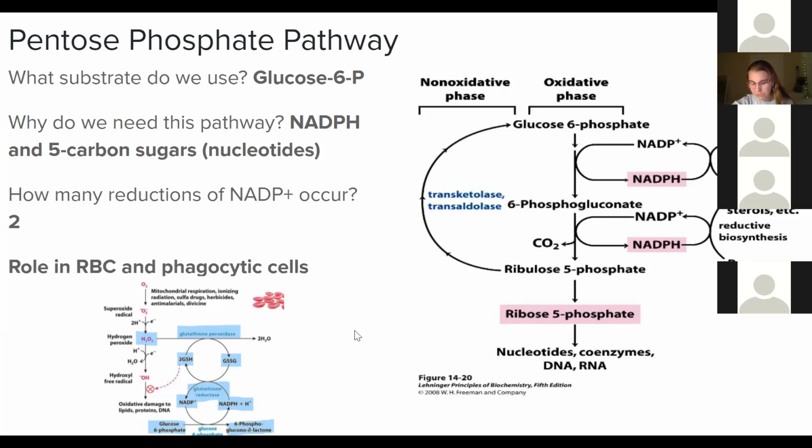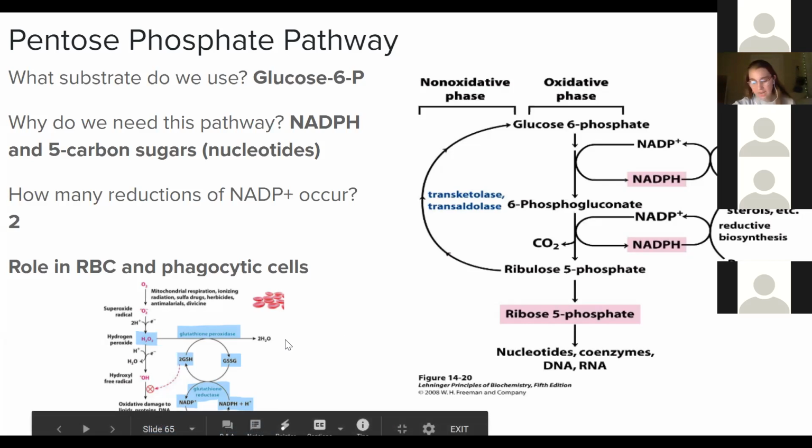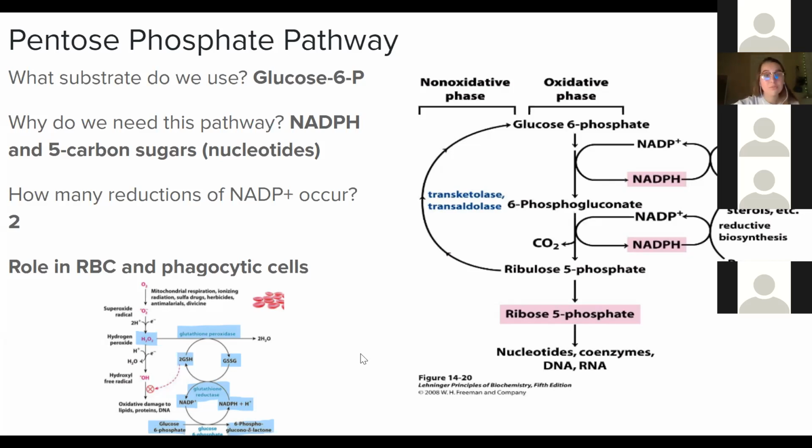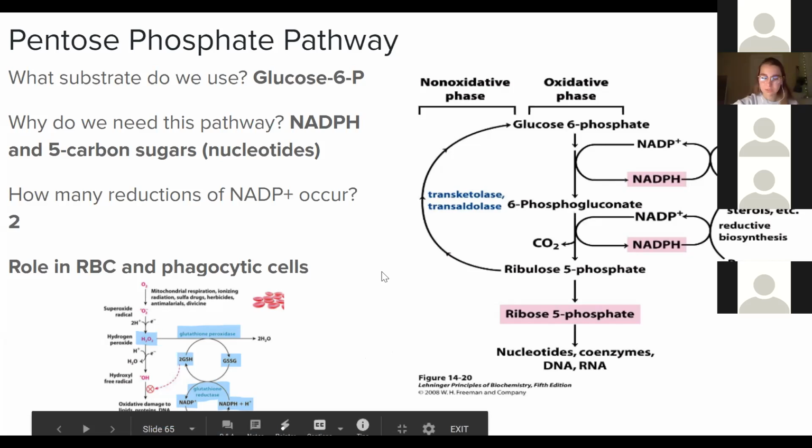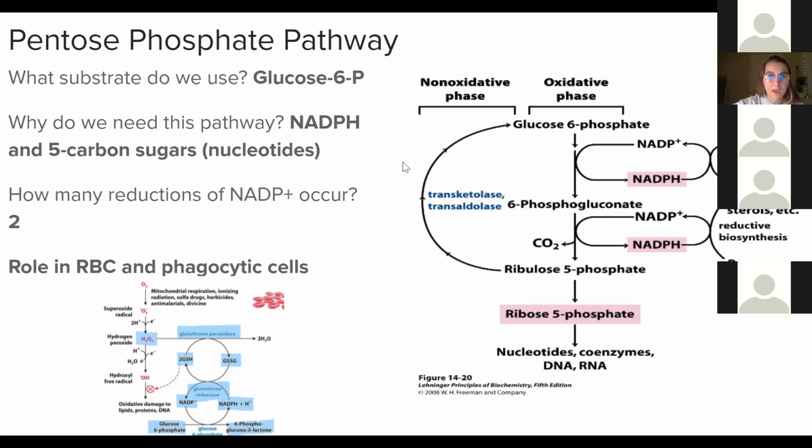And we also learned that the role of NADPH in our phagocytic cells is, in reverse, to make reactive oxygen species to kill bacteria, which is one of the functions of phagocytic cells. So that's essentially everything that we need to know about the pentose phosphate pathway for this course.